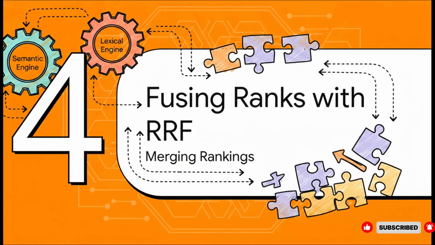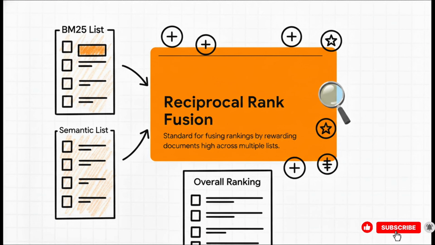Section 4. Fusing ranks with RRF. But how do you actually glue 2 completely independent, fundamentally different engines together? Enter Reciprocal Rank Fusion, or RRF for short. This is the absolute gold standard in the industry for merging this kind of ranking data. RRF calculates an overall ranking by rewarding the documents that pop up near the top of both your BM25 and semantic lists. It essentially works like a harmonic mean. It heavily penalizes a document if it tanks on either list, ensuring that only the most consistently relevant documents make it to the very top.